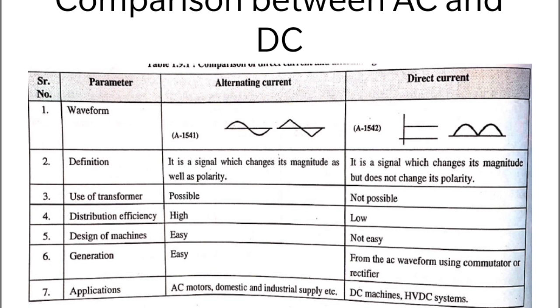Applications for alternating current are domestic applications, like in our home, we can use it in the form of fan, light. All these require AC current. DC current is used in DC machines and in HVDC systems.